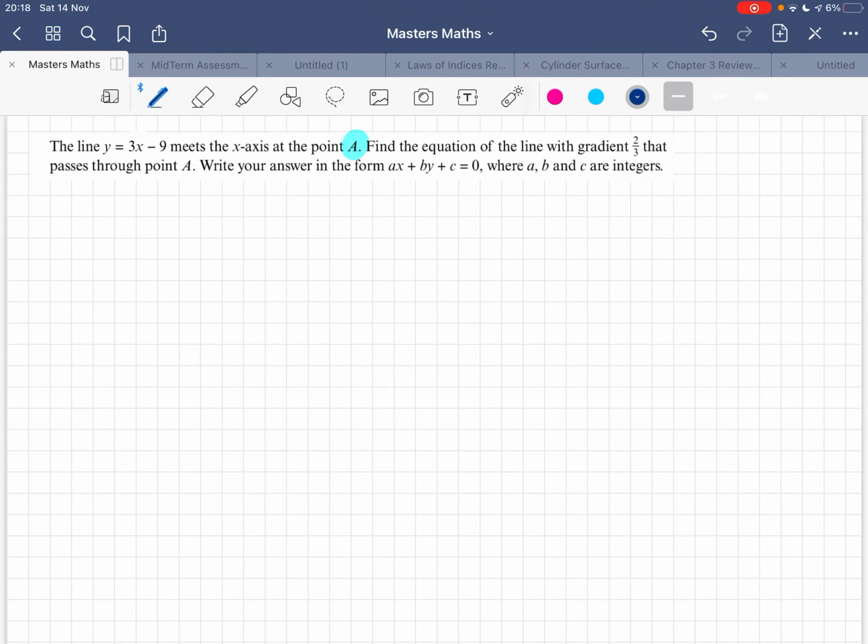So at the x-axis, we know that y is equal to 0. And we can put that into the equation of the line to work out the coordinate. And then we can use that coordinate and the gradient we've been given further on in the question to find the equation of our new line. So when y equals 0, we can work out the point A.